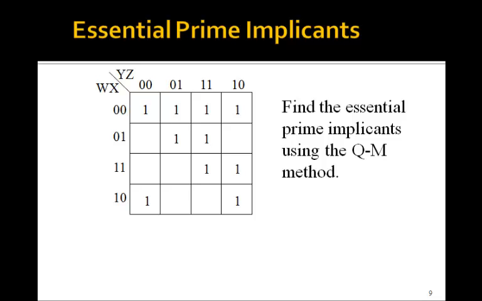But sometimes there end up being more prime implicants than are necessary. And so what we want to find is what we call essential prime implicants. So find the essential prime implicants using the Quine-McCluskey method for this one. Well, let's see what this one is.